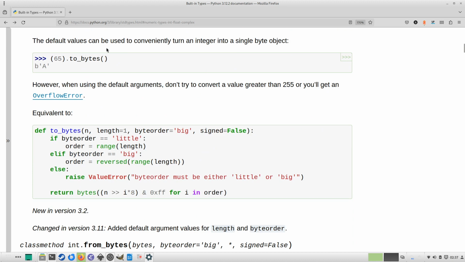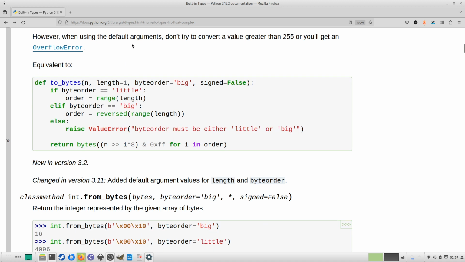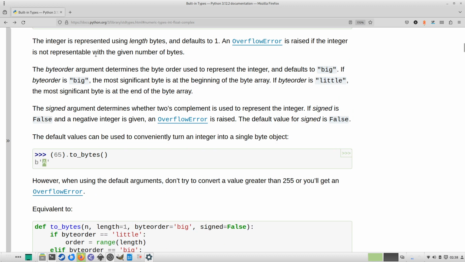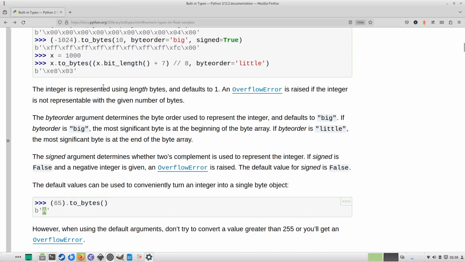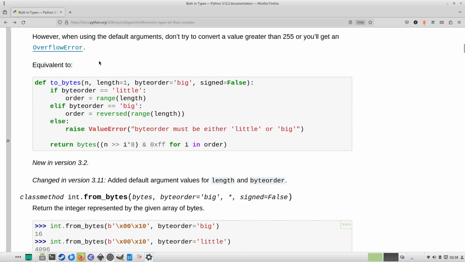The default value can be used to conveniently turn an integer into a single byte object. So if you convert 65, for example, then the ASCII value is A. However, when using the default arguments, don't try to convert a value greater than 255 or you will get an overflow error because the length is by default 1. So 1 byte can represent only up to 255. So if you want to convert more than 255, you have to give length.